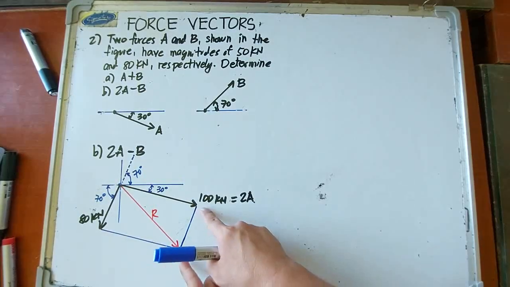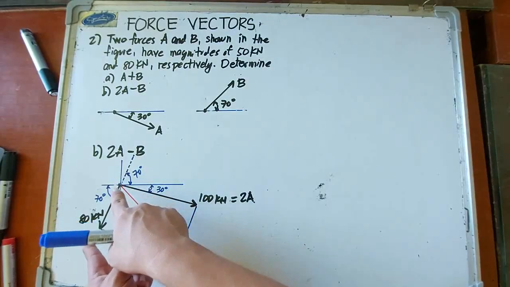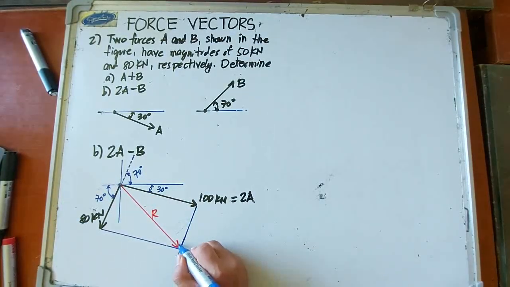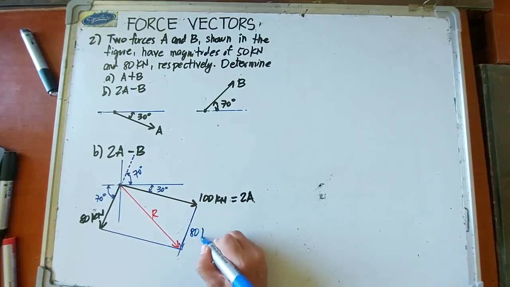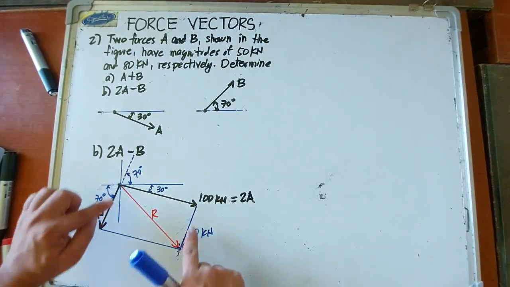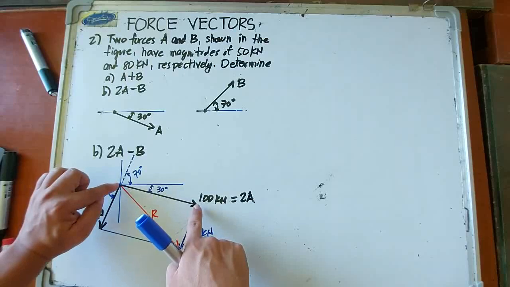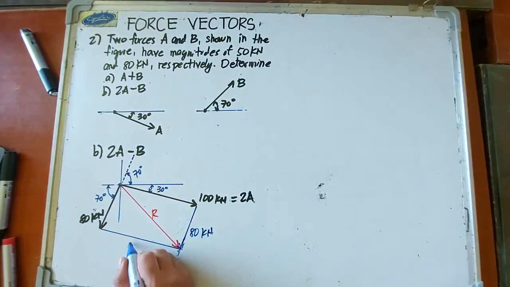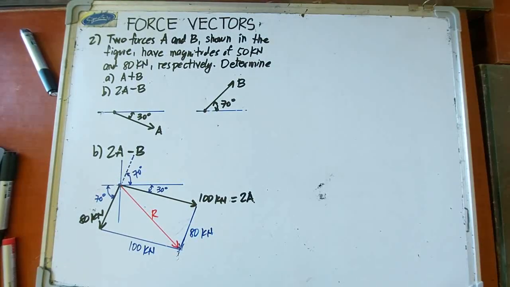Since this line is parallel to this, the 80 kilonewton force, that means this is also equal to 80 kilonewton. Same length, same direction. Pati rin ito, line na to, parallel. So dito, same length, same direction. This means that this is also equal to 100 kilonewtons. Okay? Then, we need an angle inside the triangle para ma-solve natin yung resultant force.